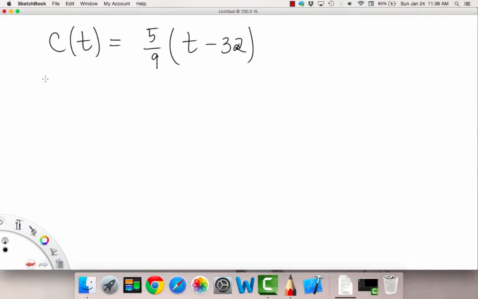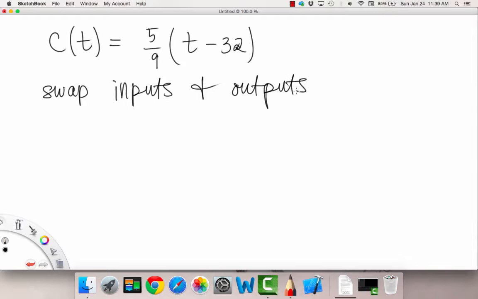So in essence, what we're going to do is swap our variables, swap inputs and outputs. The way that we do that is we can just get rid of the t. That's just a notation thing. So c is equal to 5 over 9 times, and instead of t, I'm going to write an f here.